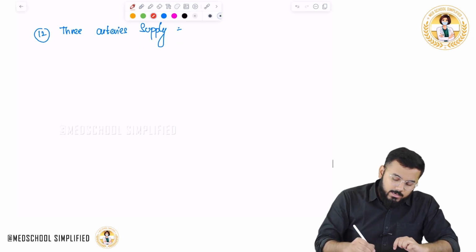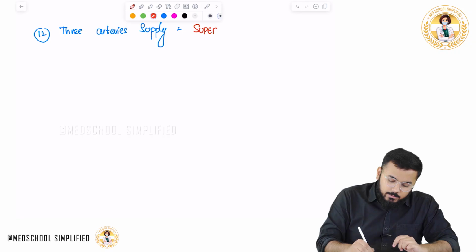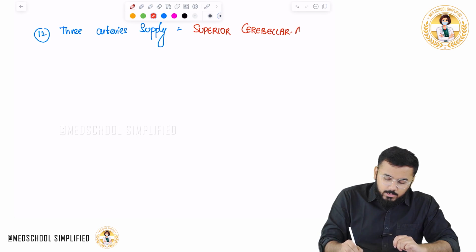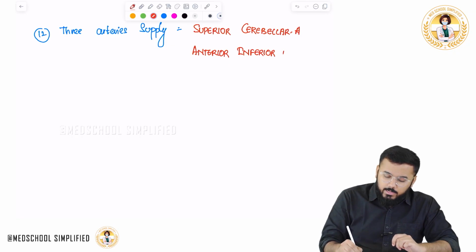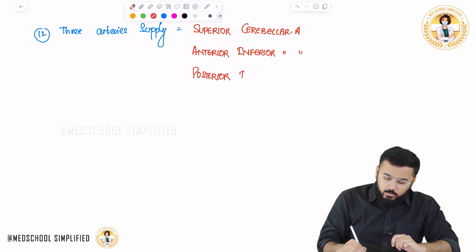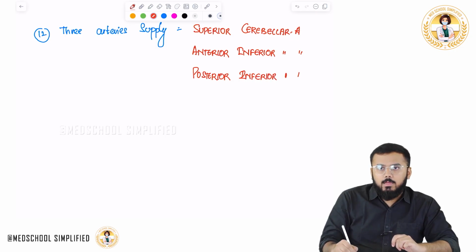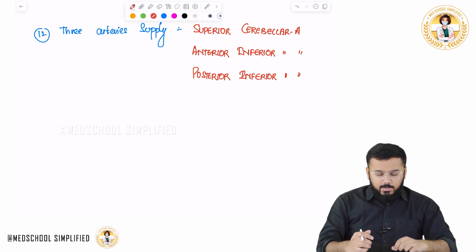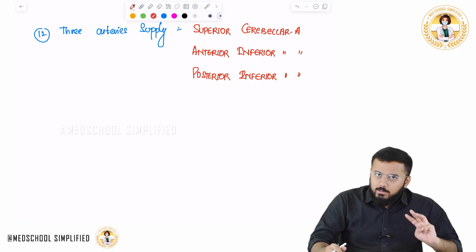Okay. So three arteries. One is called the superior cerebellar artery. Another one is called the anterior inferior cerebellar artery. And the third one is called the posterior inferior cerebellar artery. Okay, so these are the three important cerebellar arteries.